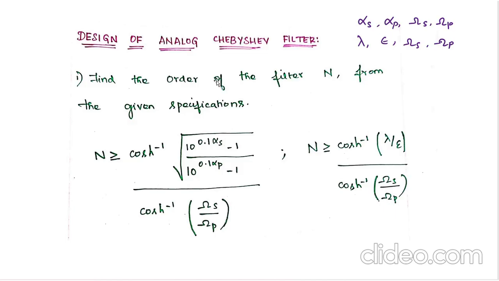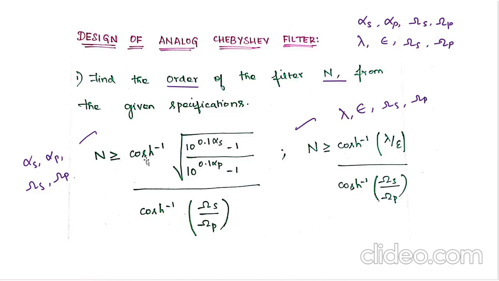The first step in designing the analog Chebyshev filter is finding the order of the filter n using the formula. We use this formula when we have the specifications alpha S, alpha P, omega S and omega P, and we use this other formula when we have the specifications lambda, epsilon, omega S and omega P.